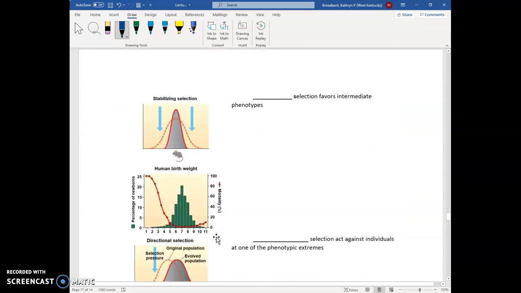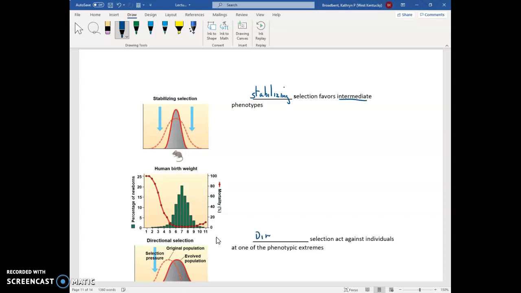We can have stabilizing selection, and the example here is human birth weight. Babies that are very heavy do not survive as well, and babies that are not heavy enough don't survive very well. And so there's a kind of a sweet spot where an intermediate is the more favored.